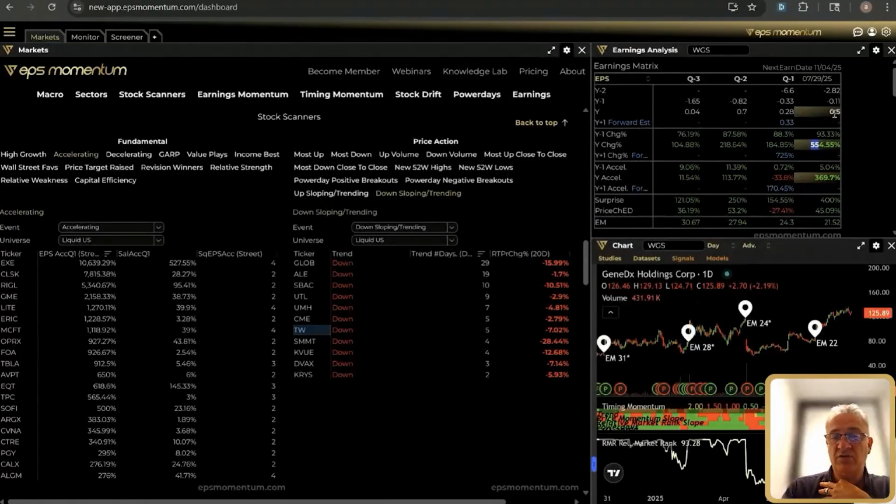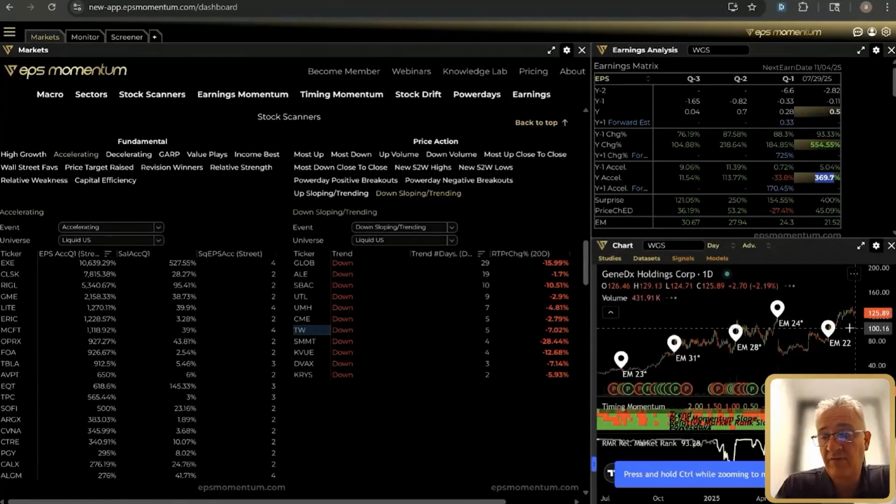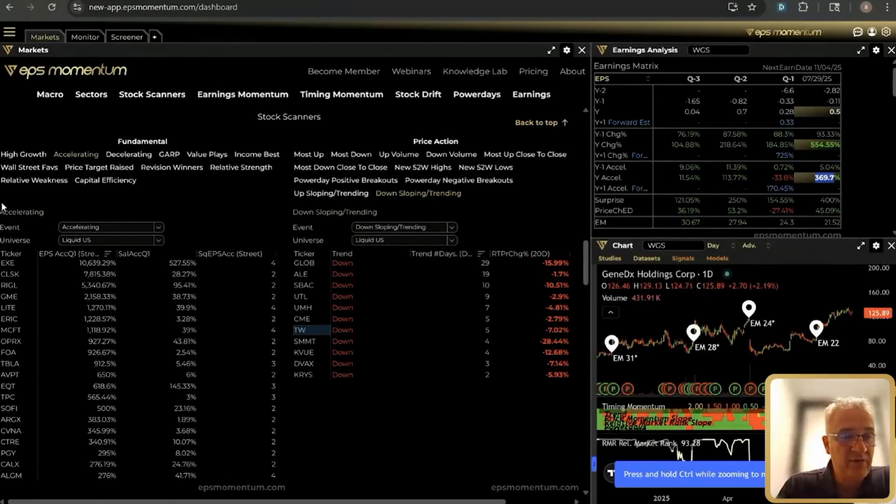So this is 0.5. Last year was minus 11. That's a 554% increase, which is a 369 acceleration. It's been accelerating in every quarter except the previous one. So it's a very nice growth, of course. And then we can have a look at other names.